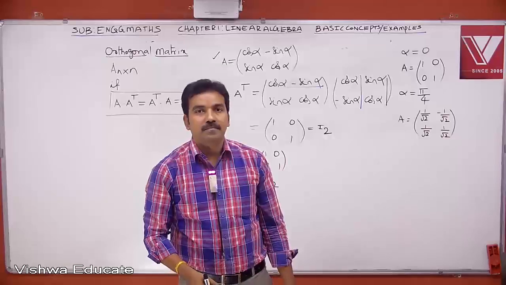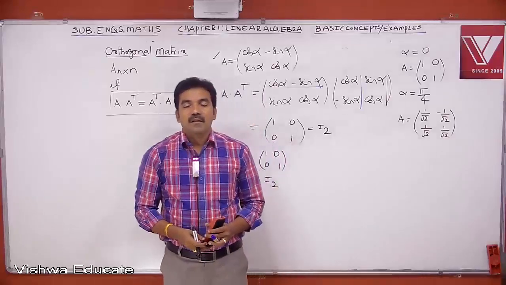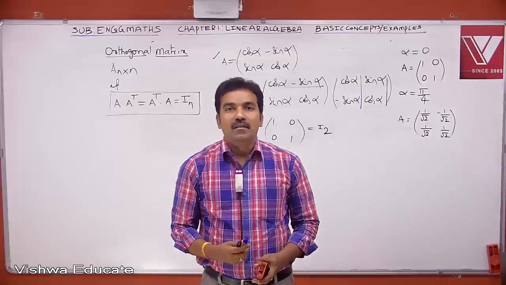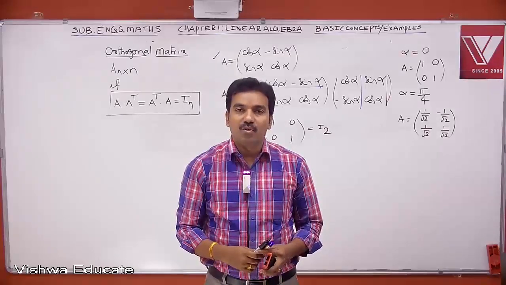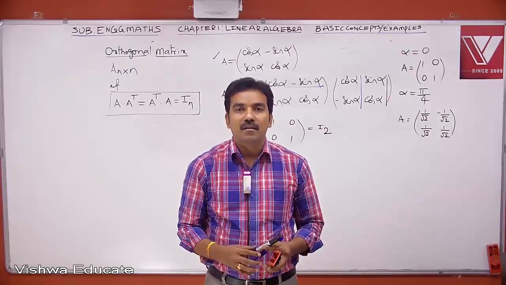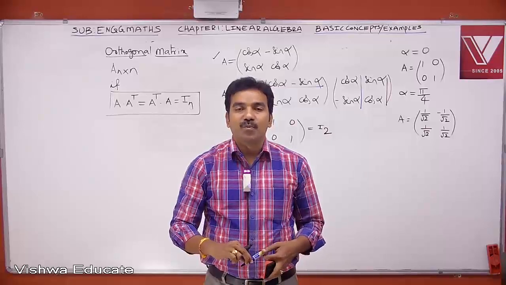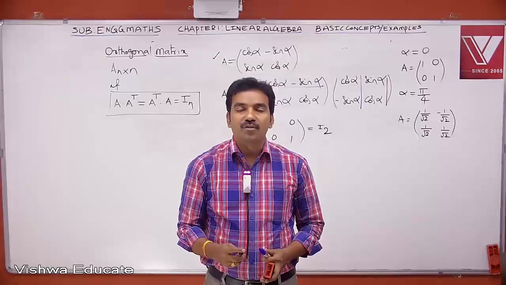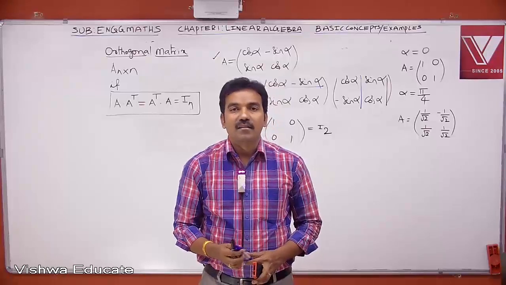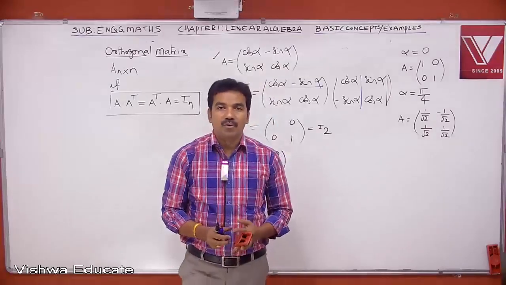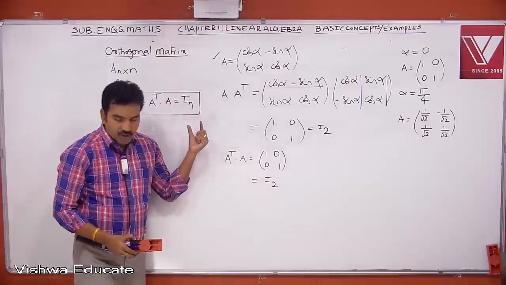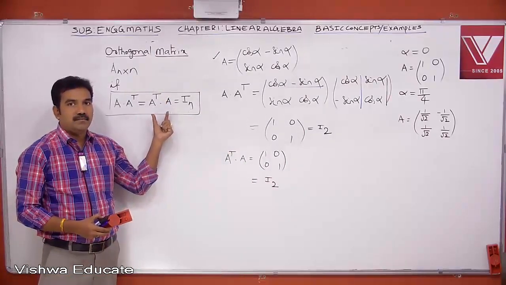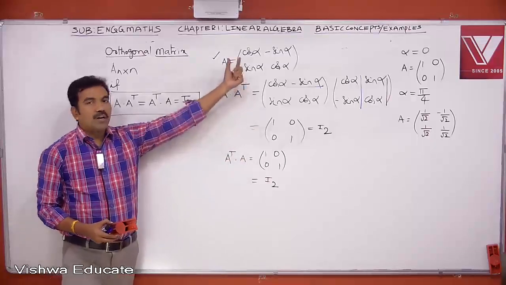Write the definition. A square matrix A is said to be orthogonal if A into A transpose equal to A transpose into A equal to I_n. A square matrix A is said to be orthogonal if A into A transpose equal to A transpose into A equal to I_n. Work out this example.